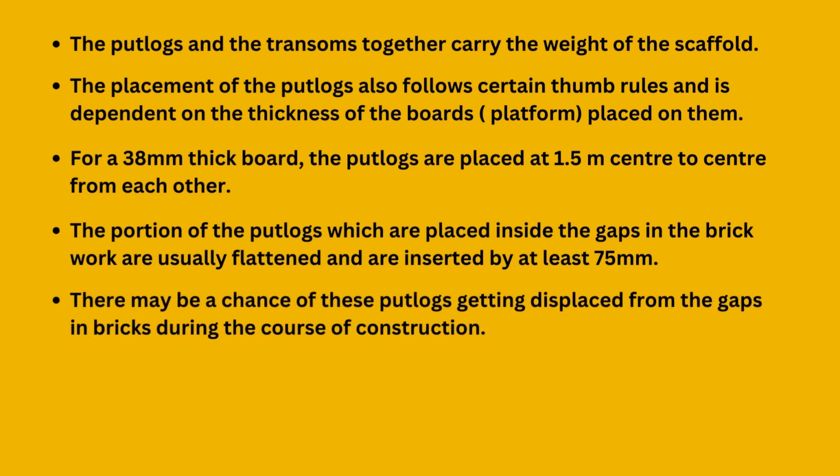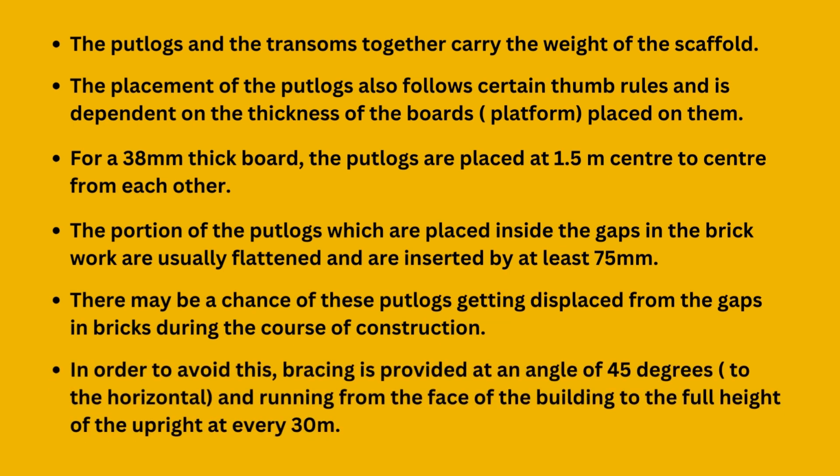There may be a chance of these putlogs getting displaced from the gaps in bricks during the course of construction. In order to avoid this displacement, bracing is provided at an angle of 45 degrees to the horizontal and running from the face of the building to the full height of the upright at every 30 meters.